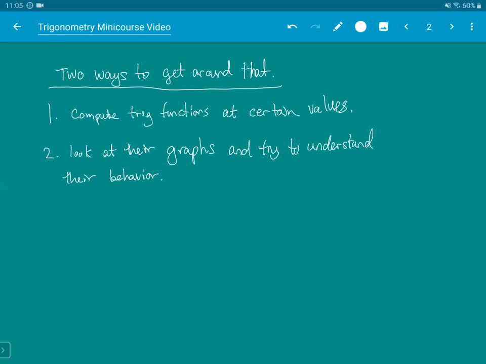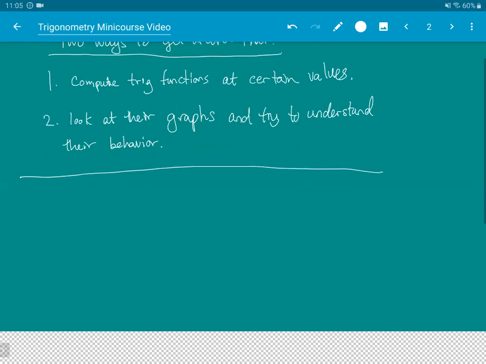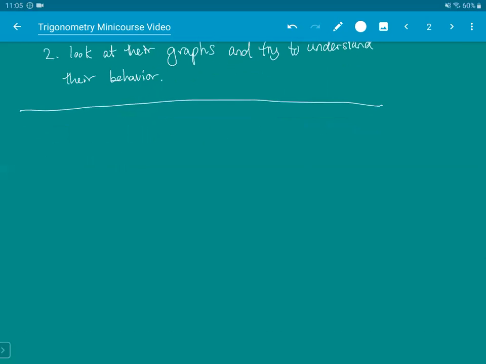What are these specific values that I can compute trig functions? What are the convenient values? Well, there's two cases. And it all involves having a triangle that you know the side lengths of, a right triangle, that is. And not only that, but we also need to know the angles that correspond to those side lengths. So first, let's start with the 45, 45, 90 right triangle.